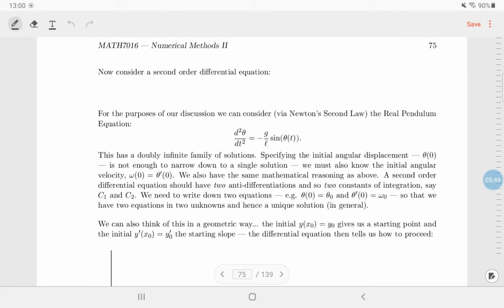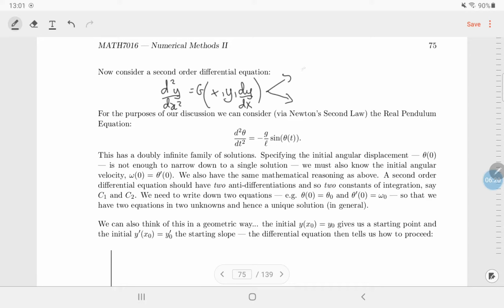Now consider a second order differential equation. We could write this down as the second derivative being given in terms of x, y, and the first derivative. Now I'm going to write something here that we need to understand: we can split this into two first order equations.